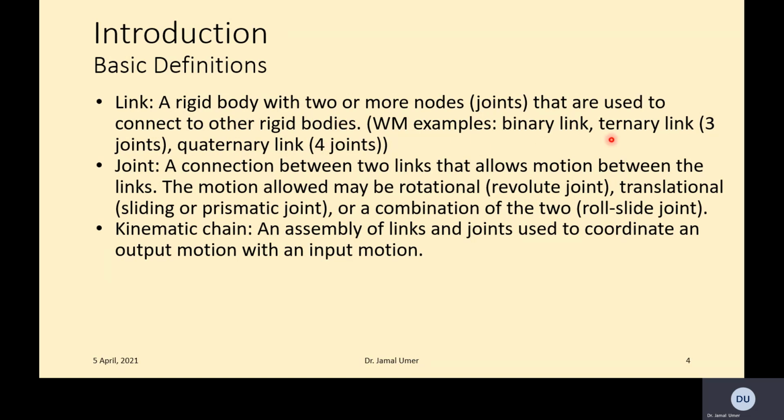So the examples are binary link, ternary link. There are three joints in a ternary link and four joints in a quaternary link. So these really depend on how many joints are possible. Let me show you one of the examples here.